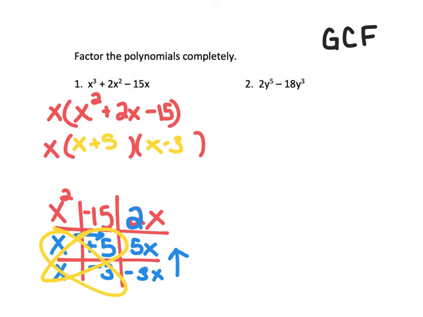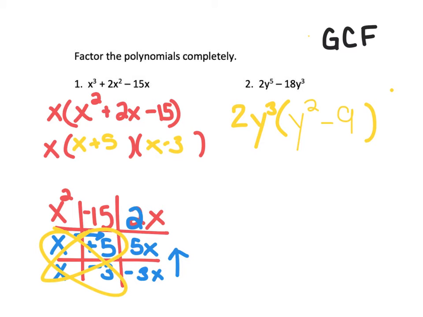All right, on to the second. Again, looking for a greatest common factor. I check and see, does 2 go into both? They're both even, so I'm going to factor out a 2. And there is a y to the third in both places. So I'm going to divide everything by 2y cubed to begin. And that would result in y squared minus 9, just minus 9.